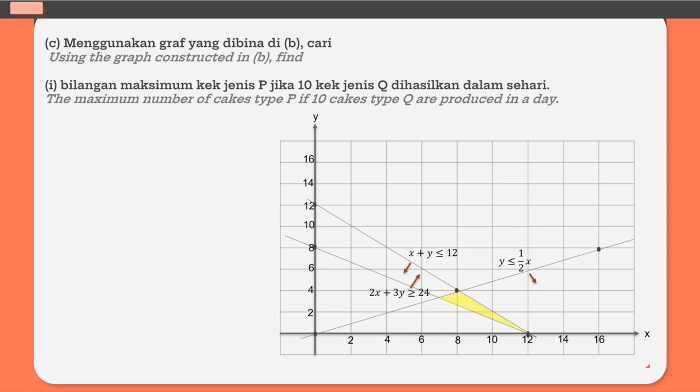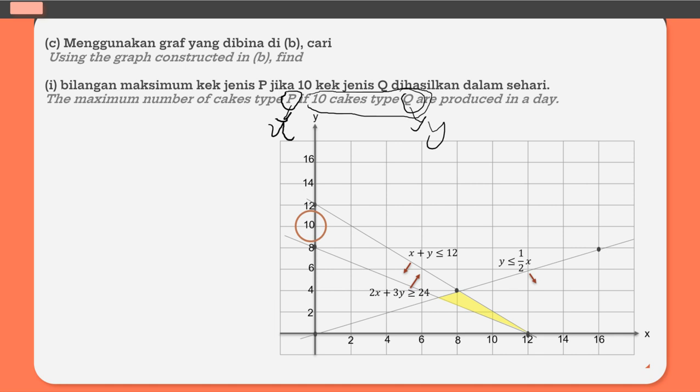Alright, so using the graph constructed in B, find the maximum number of cakes type P. What is P? P and Q. This one, P, is variable x, right? Q is variable y. So it says 10 cakes of type Q. So for y, we are looking for 10. So where is 10 in this case? Okay, that one is 10 at the y-axis because it is type Q.